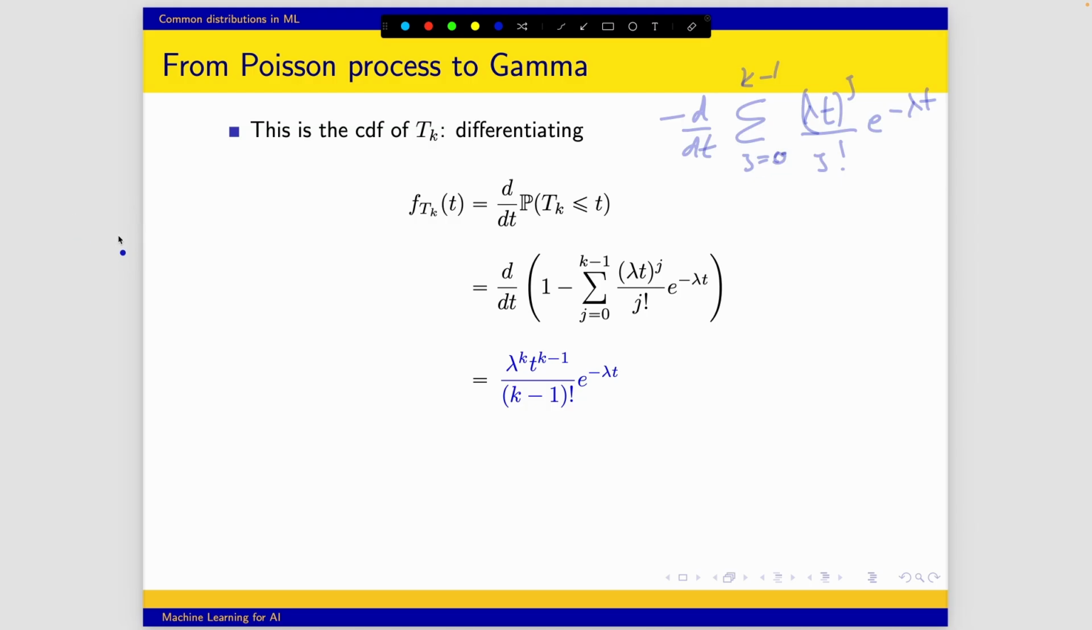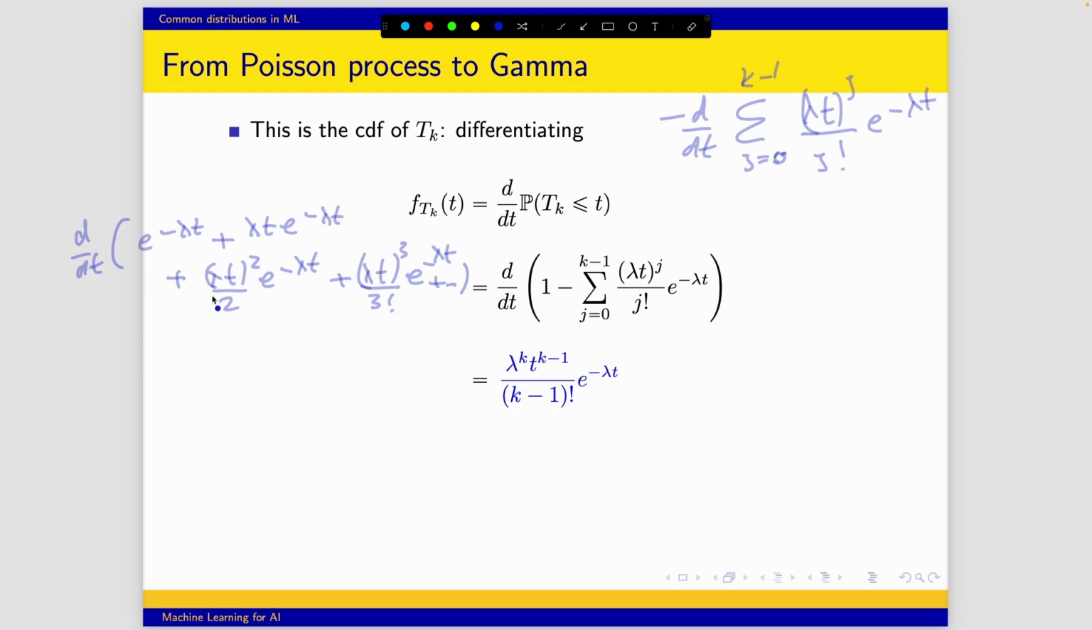For j equals 0, what do we have? We want d/dt of, for j equals 0, 1 over 1, so it's just e^(-lambda t). And then for j equals 1, lambda t over 1 times e^(-lambda t), plus (lambda t)^2 over 2 times e^(-lambda t), plus (lambda t)^3 over 3 factorial times e^(-lambda t). And we keep going until we get to k minus 1.